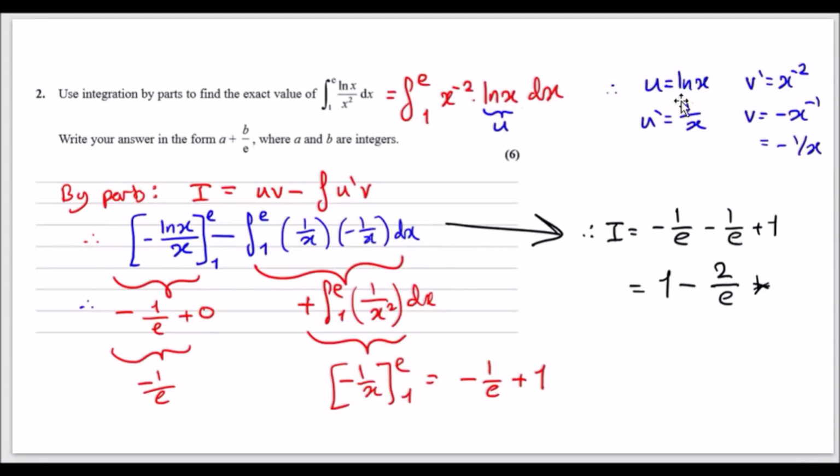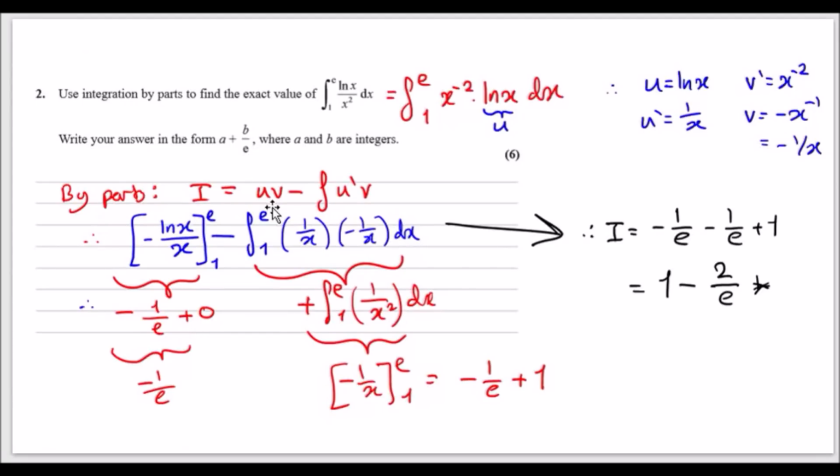So let's do this. Letting u equal the natural log x, differentiating this gives us 1 over x, and for v prime, x to the power of negative 2. Integrating this, add 1 to the power to get minus 1, and drop it down, so you get negative x to the power minus 1, or minus 1 over x, up to you.